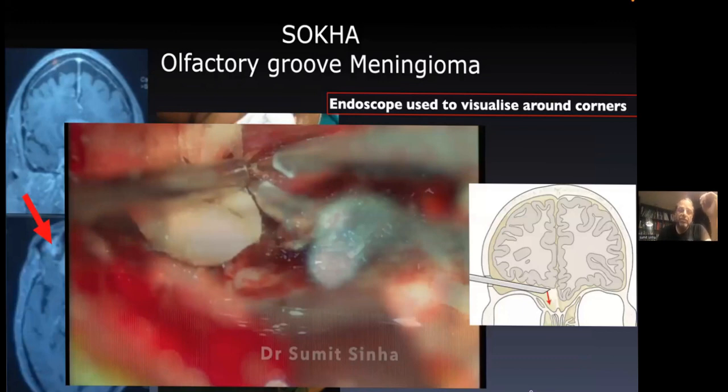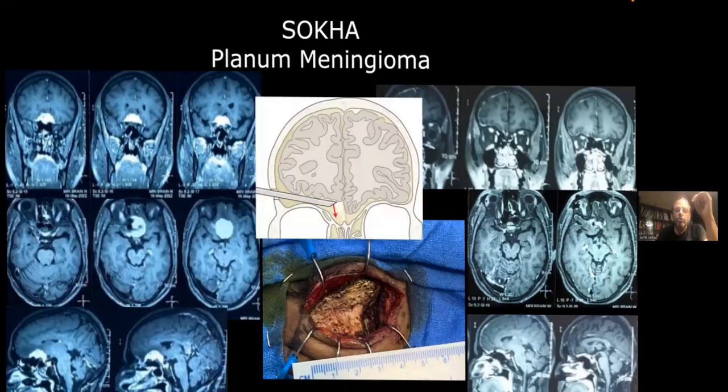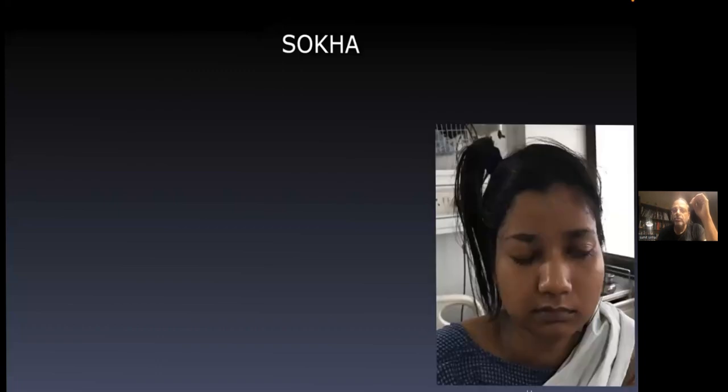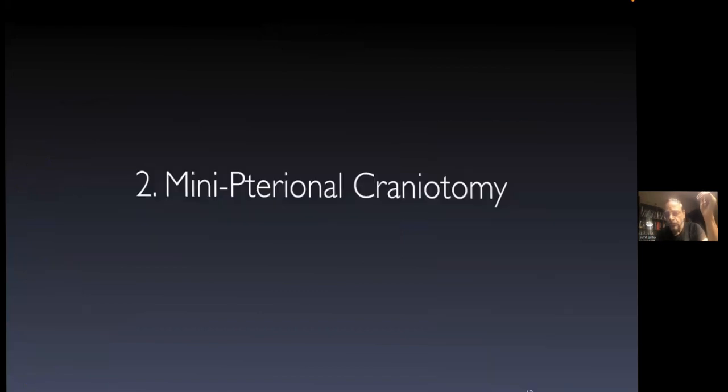They are good to remove through the SOCA approach. Another example of a planum meningioma removed through a keyhole approach, pre-op and post-op complete tumor removal. And this is the endoscope at the end of the surgery, taken inside to see the remnants of the tumor tissue. The angled scope allows beautiful complete excision of the tumor. And this is what the cosmesis of this beautiful approach is all about. The scar is barely visible even 3-4 days after the surgery.